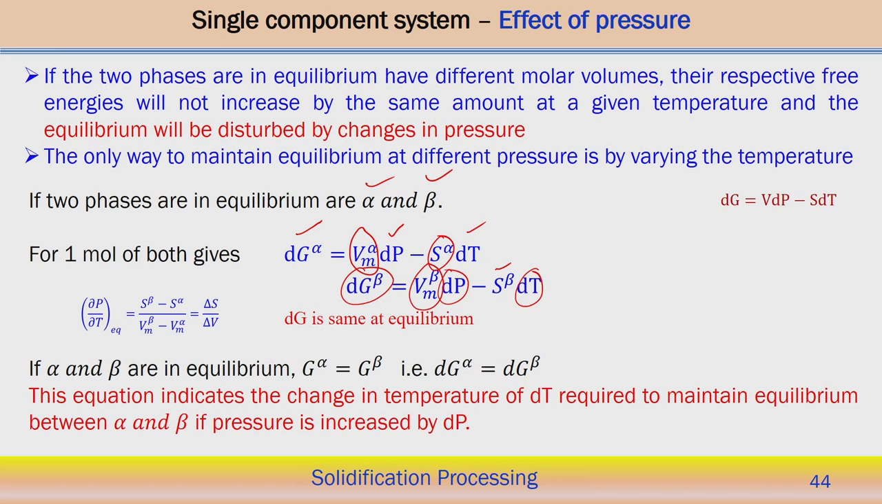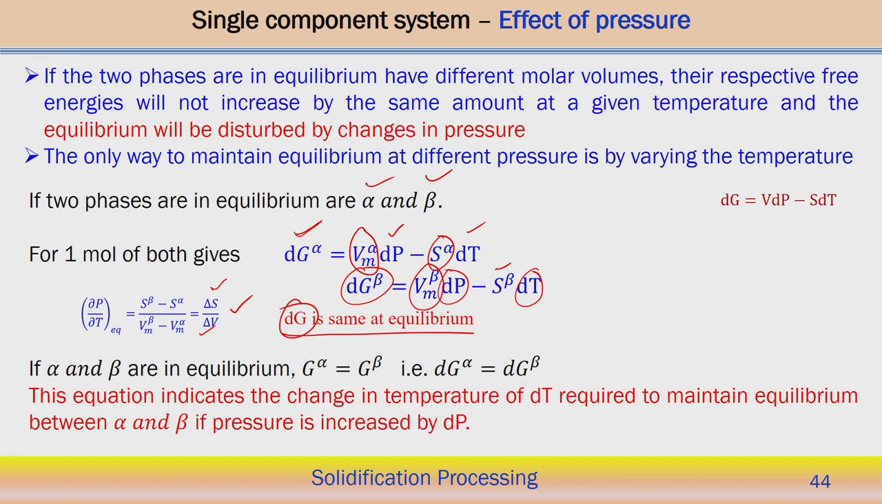Now, when they are in equilibrium, the change of the Gibbs free energy will be 0, which we have already seen. At the equilibrium condition G will be the same, but dG will be 0 in this case. So if dG equals 0, we can say dG alpha equals dG beta, and from there we can get this expression. Therefore, you can see that dP by dT at the equilibrium temperature is equivalent to the change of the entropy between these two phases divided by the change of the volume of these two phases.